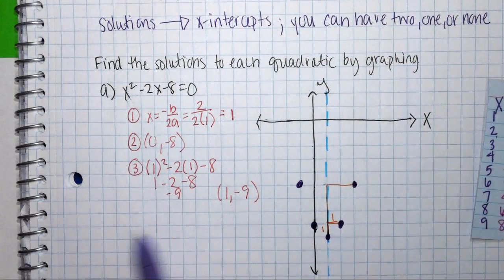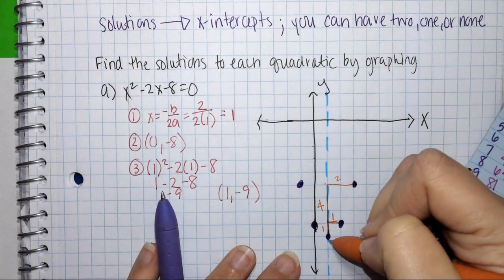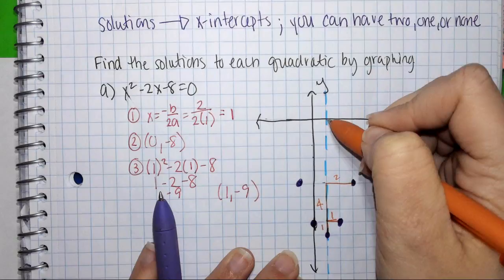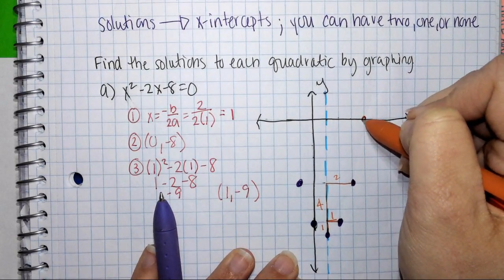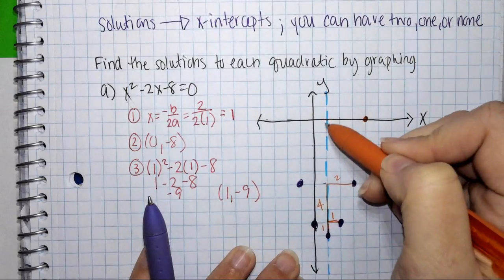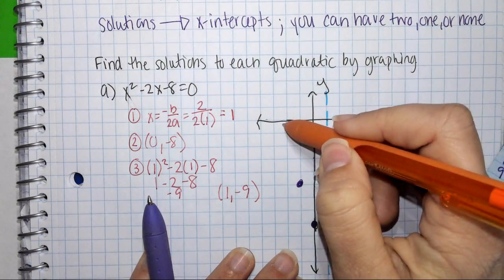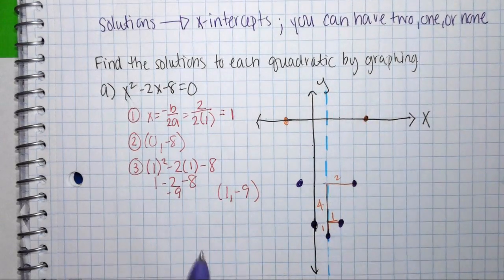Up. Let me write 4 right here. 4 and then 2. And then you go up 1, 2, 3, 4, 5, 6, 7, 8, 9. And then write 1, 2, 3. How many do I go to the left this way? 1, 2, 3. Is that where it crosses the x-axis?